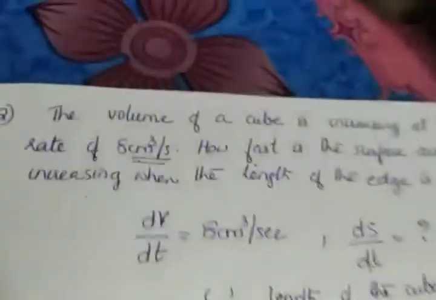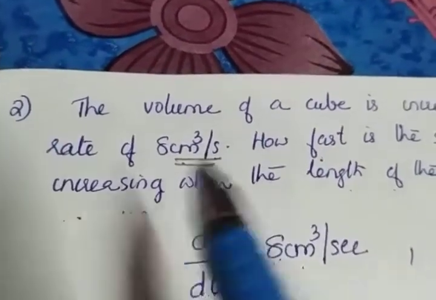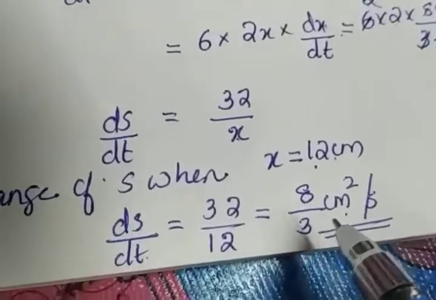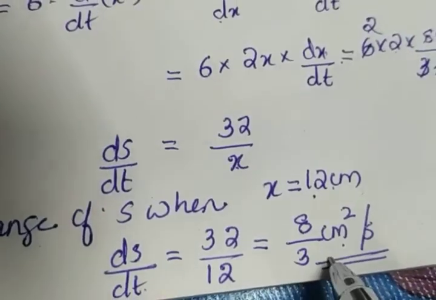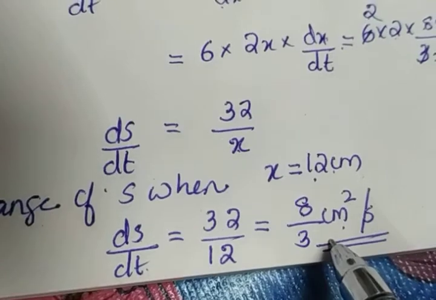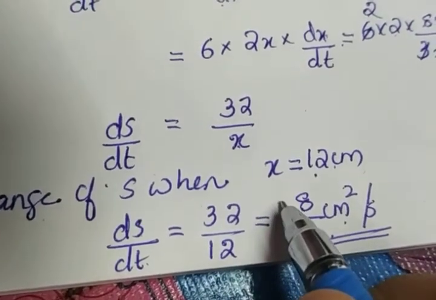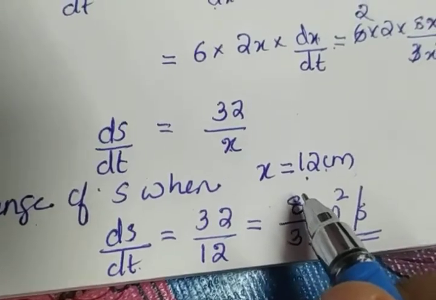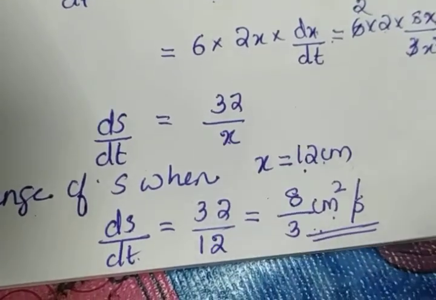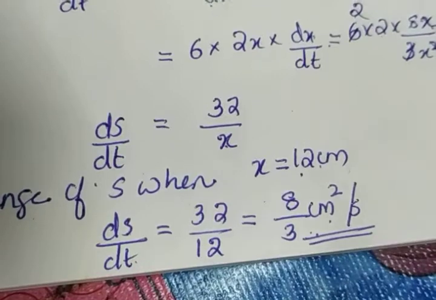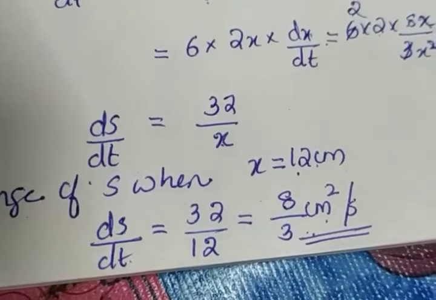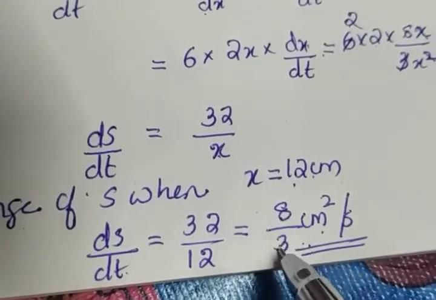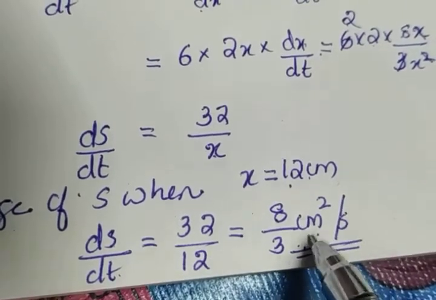Again, in the question there is the word increasing. How can we identify whether this is increasing or not? The value which we got is positive, isn't it? That shows that the rate is increasing. Suppose we are getting a negative value, then we will come to the conclusion that the rate is decreasing. So here as it is positive, the conclusion is that the surface area is increasing at 8 by 3 centimeter square per second.